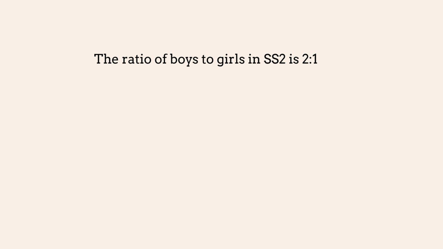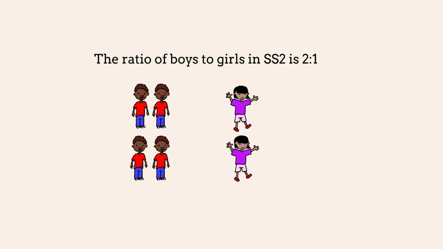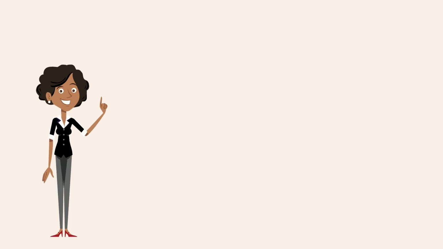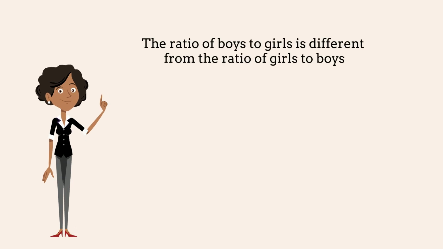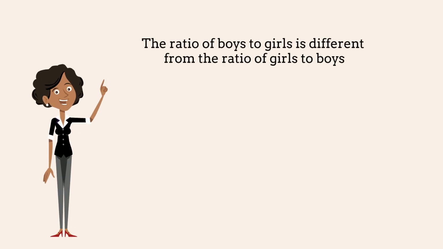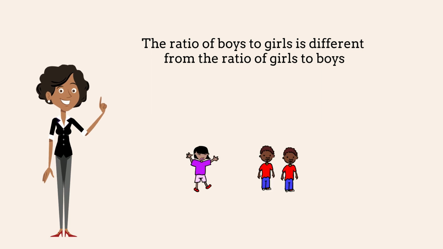So if we say that the ratio of boys to girls in SS2 is 2 to 1, we simply mean that for every 2 boys there's 1 girl. So if there are 4 boys, there will be 2 girls. If there are 6 boys, there will be 3 girls, and so on. One common mistake that we often make is mixing up the ratios. So the ratio of boys to girls is different from the ratio of girls to boys. In this case, the ratio of girls to boys would be 1 to 2.